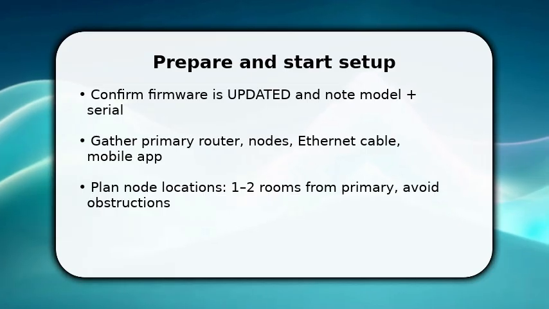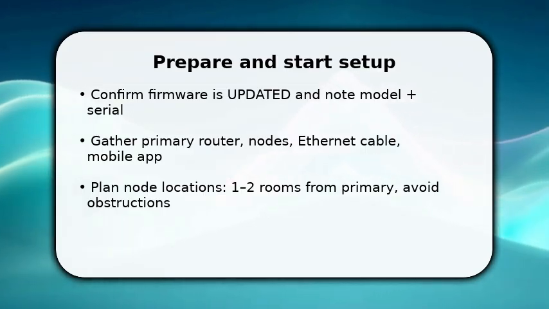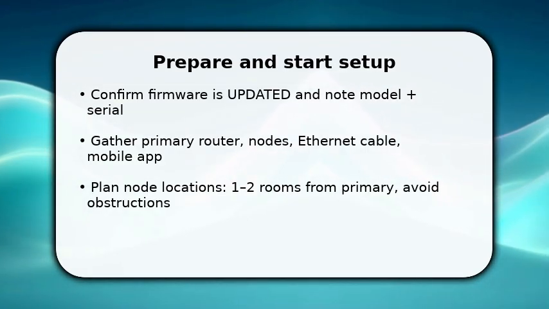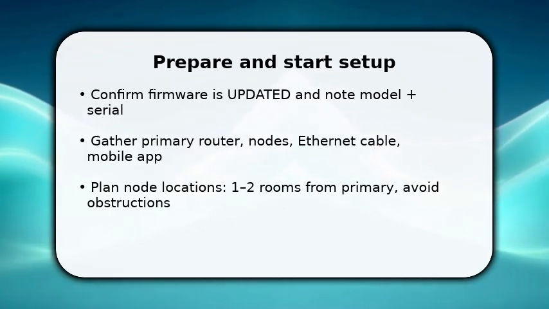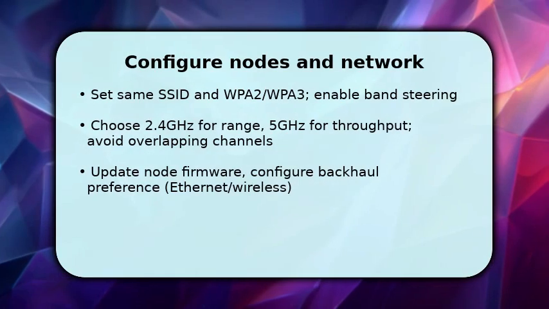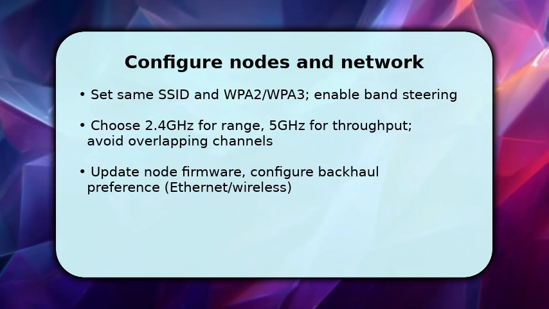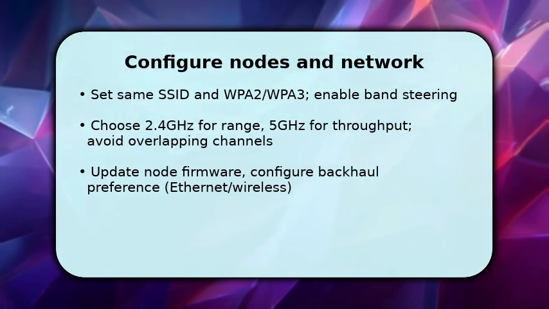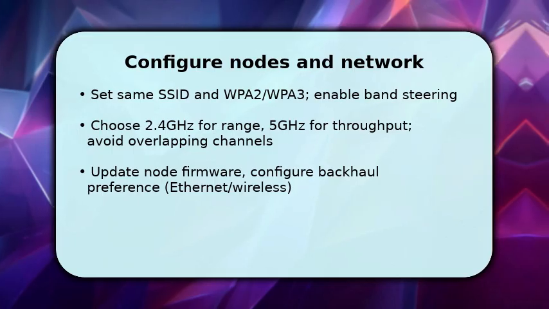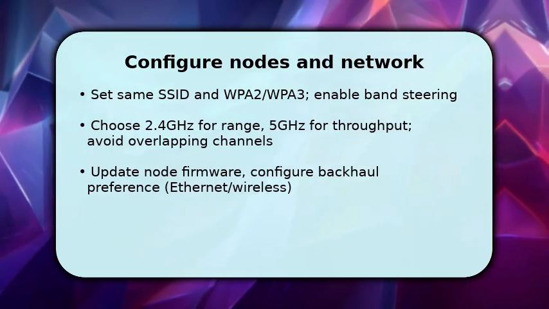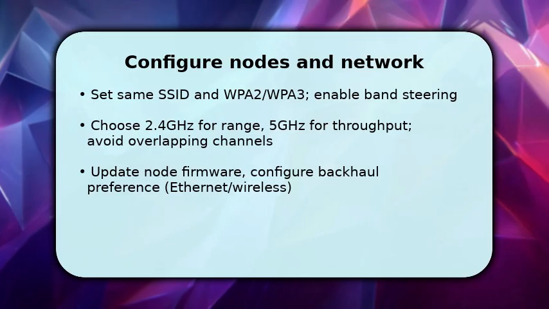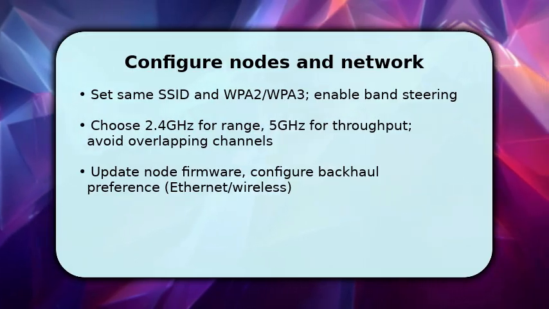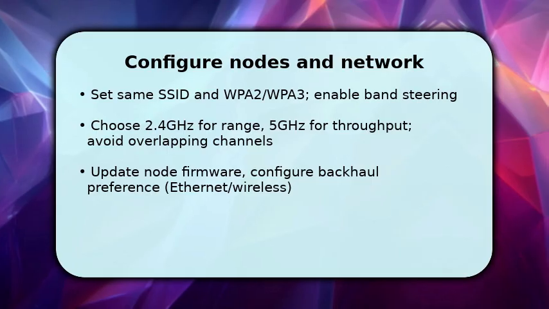It speeds initial sync. Do this now to create a clean baseline for performance and to prevent channel conflicts later when you optimize. Once nodes are registered, you configure SSID and security so devices roam seamlessly. You should enable band steering to push capable clients to 5 GHz for speed while 4 GHz handles range. Make sure channel selection is manual or auto-smart to avoid neighbors.